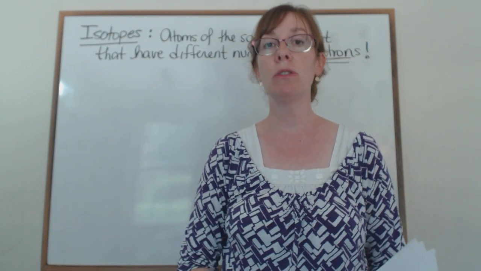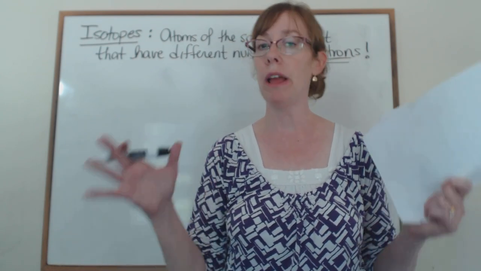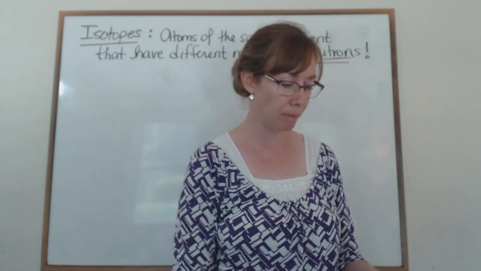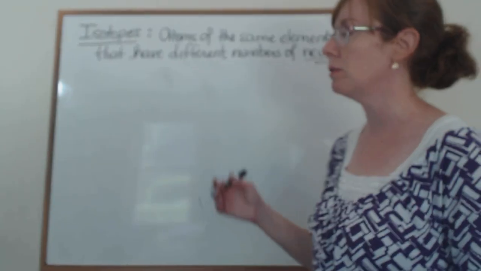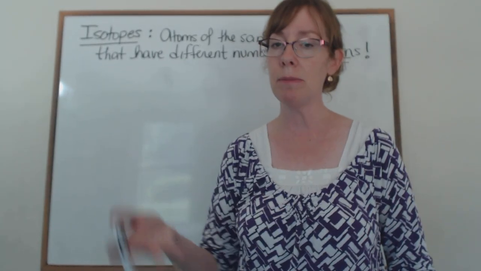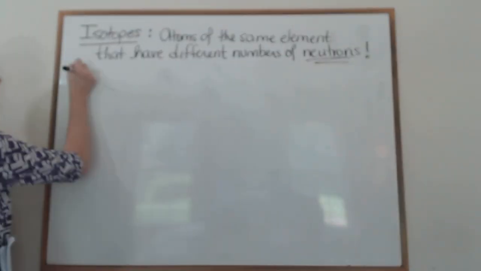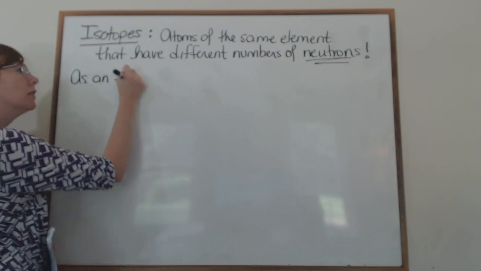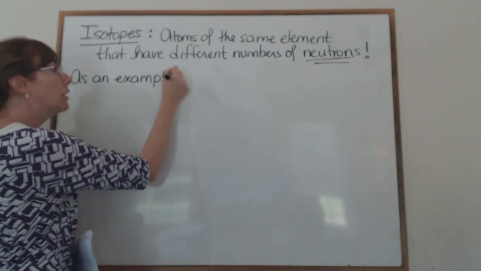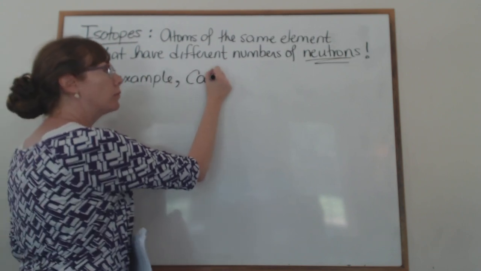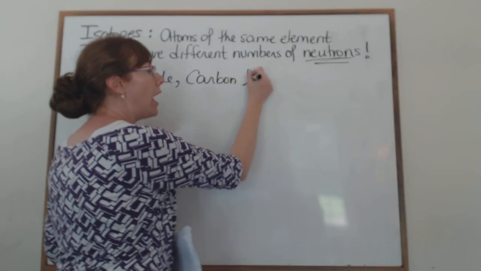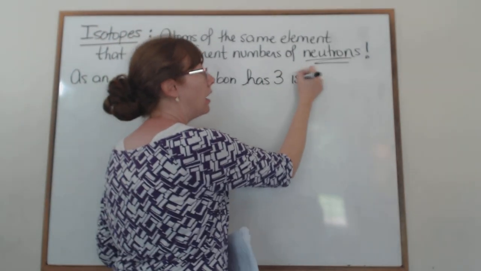The best way for me to explain this is to give an example and draw some pictures together. It's by far the best way to learn about isotopes because it's actually a very easy concept once you can just see it. So let me go ahead and, as an example, carbon has 3 isotopes.